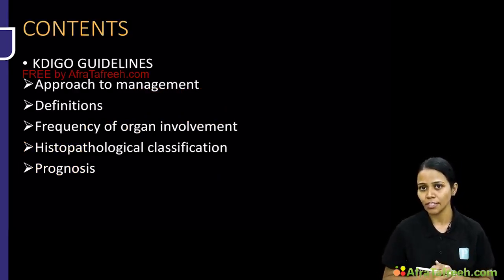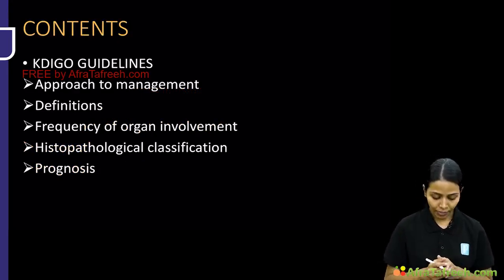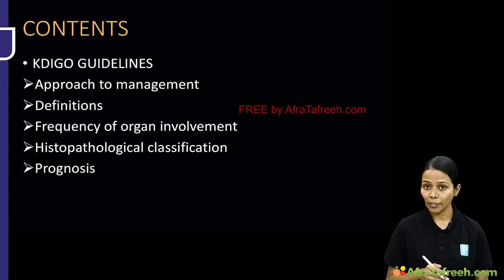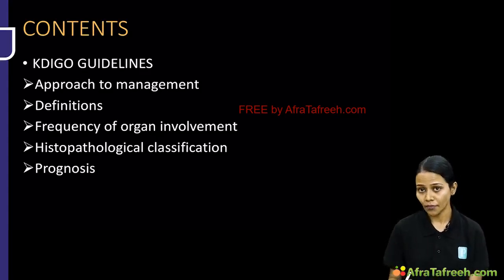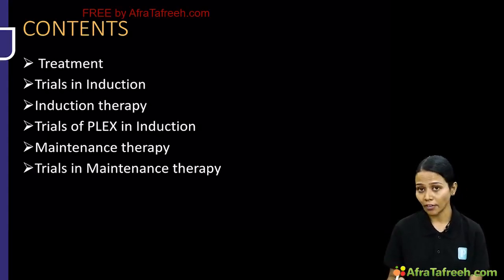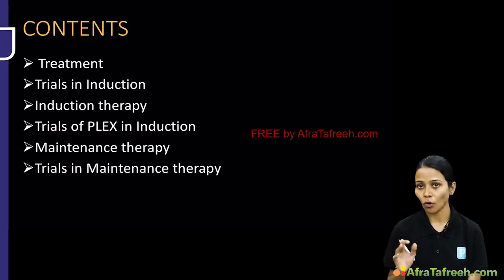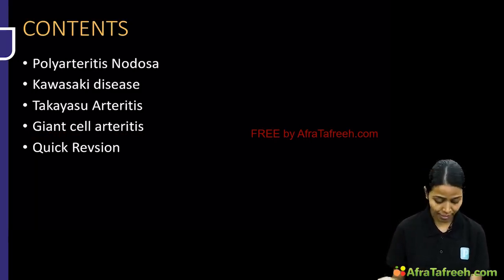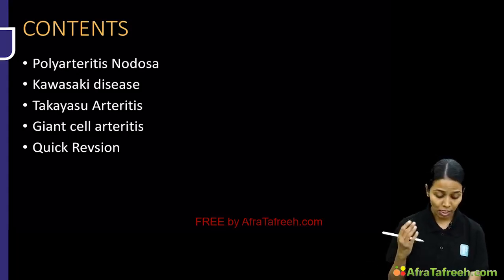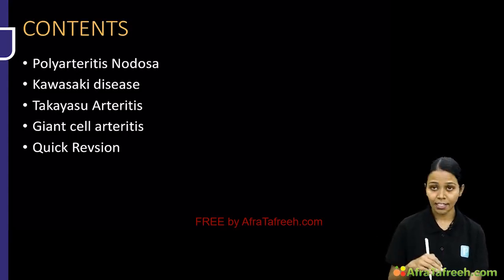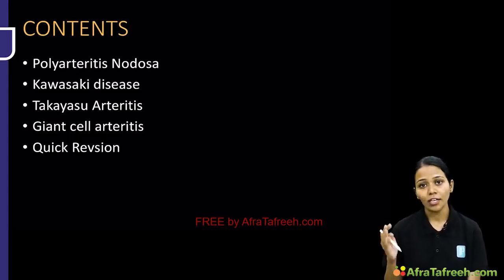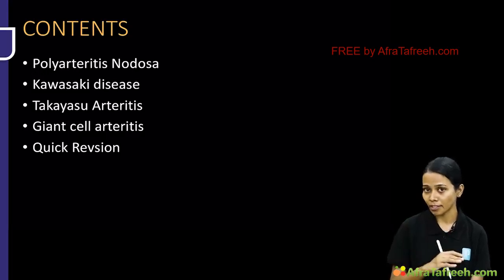So we'll deal with the KDIGO guidelines for management of ANCA vasculitis. In that, we learn the approach to management, definitions, frequency of organ involvement, histopathological classification, prognosis, treatment of ANCA vasculitis, trials in the induction therapy of ANCA vasculitis, what is induction therapy per se, what are the trials of induction therapy in ANCA vasculitis, what is maintenance therapy in ANCA vasculitis, and what are the trials in maintenance therapy. Okay, so all these are the things. Apart from it, other large vessel vasculitis like medium vessel vasculitis like polyarteritis nodosa, Kawasaki disease, Takayasu arteritis, giant cell arteritis. Finally, I'll end it up with quick revision where I brush upon all the topics or questions which have been asked in previous entrances.